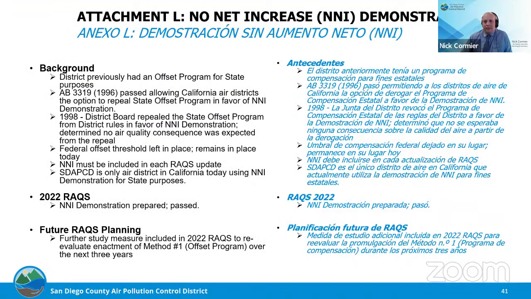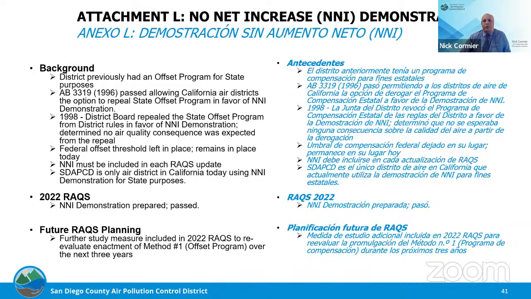One of the many attachments in the 2022 RACs that we wanted to highlight was Attachment L, which is a reevaluation demonstrating that state-based emission offsets are not required to attain state ozone standards. Emission offsets are created when a company is required to compensate for an increase in emissions in one area by decreasing emissions in another area. APCD previously had a state emission offset threshold in place, but it was repealed in the late 1990s and the no net increase approach was utilized.